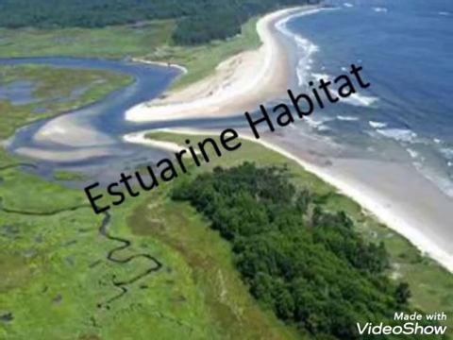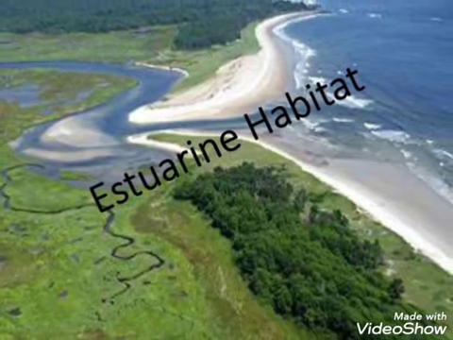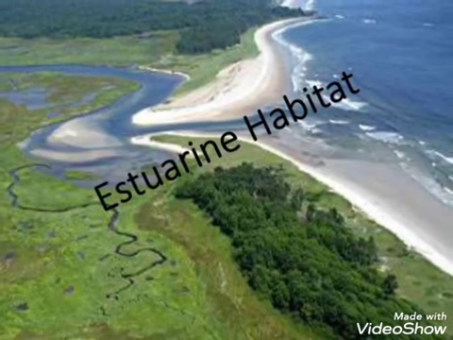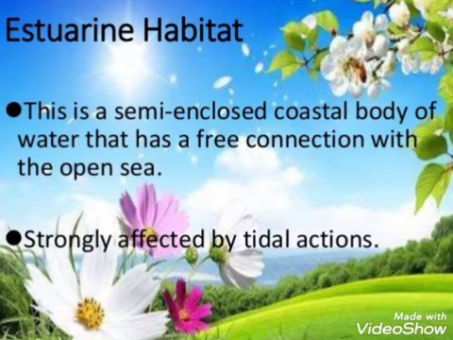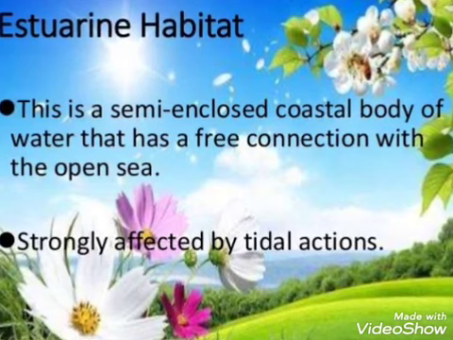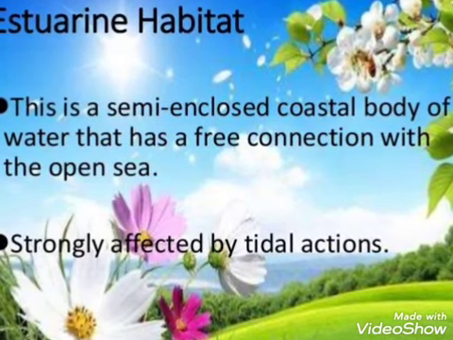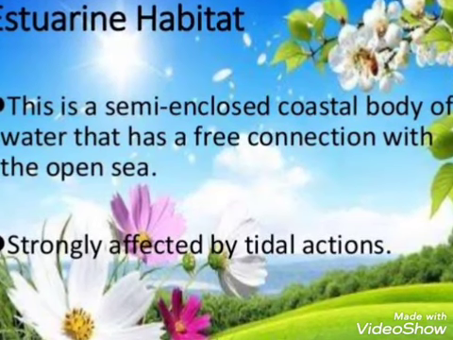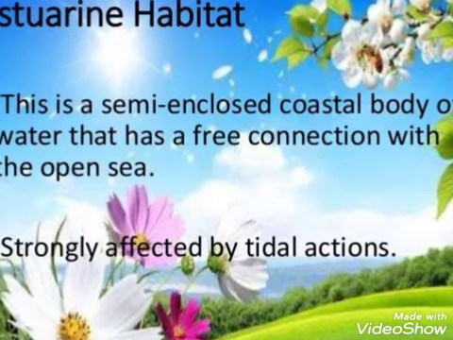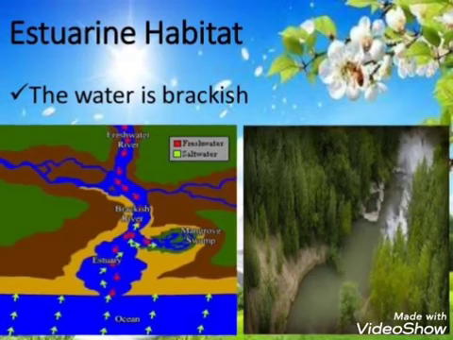Next comes our estuarine habitat. These are the water boundaries along the coast where the fresh water from rivers and streams meets and mixes with the ocean water, the salty water of the ocean. They are also very productive because of the great life in them. So these can be called semi-enclosed coastal bodies which have a connection with the open sea.